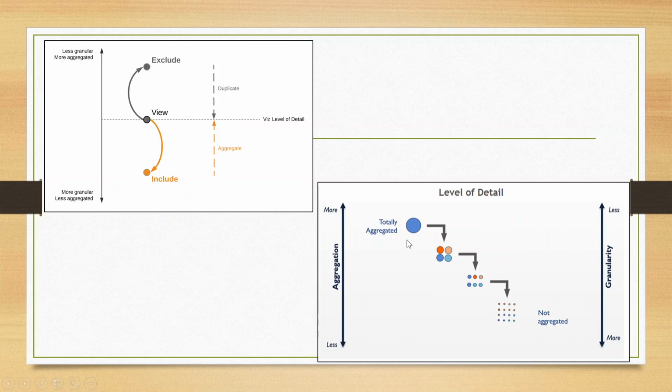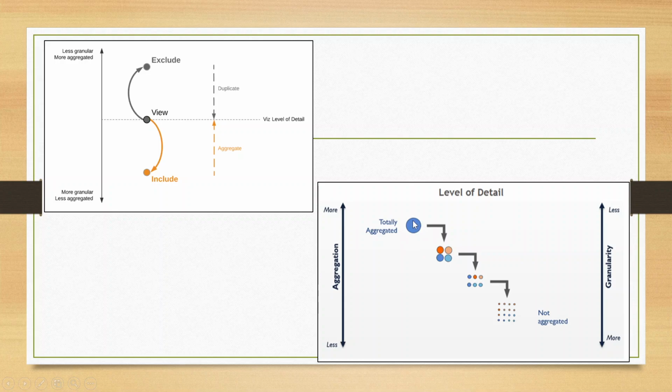Now you can see here that if we talk about the total aggregated data, and if we divide the data by using some dimensions, then it becomes granular. If we further increase the dimensions into it, it will become more granular. Let me give you a very simple example of this.